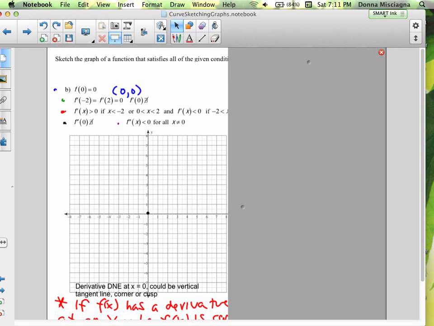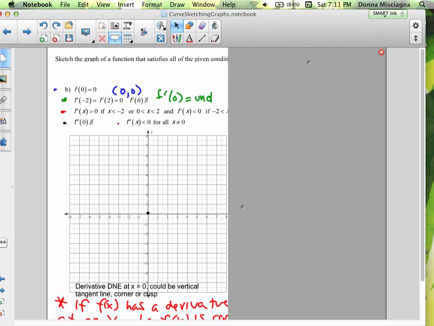We've got some information about the first derivative. It has the big old green dot next to it. I'm making these a big green dot. All right, so f prime of negative 2 equals f prime of 2 equals 0. F prime of 0 does not exist. That's what this means here, right? The backwards E means exists. A line through it means does not exist. So right here, that's telling you f prime of 0 is undefined. It is a critical point because the first derivative is undefined there.